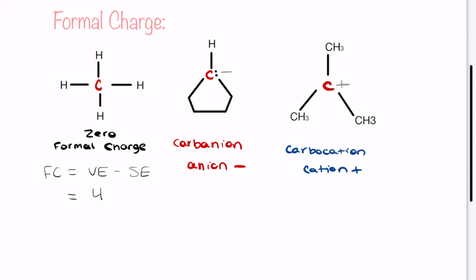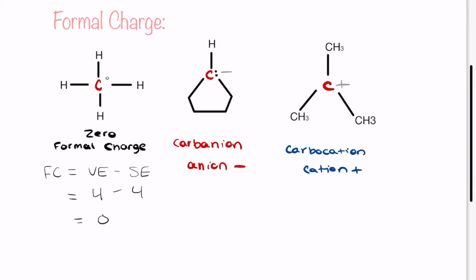So now we can go ahead and fill that in. 4 minus 4 is going to be equal to 0. Therefore, this carbon has a formal charge of 0. We can also say that it has no formal charge, so you'll probably see it without any charge. This carbon has no excess electron density and no less electron density because it usually has 4 valence electrons and surrounding it right now is 4. So that indicates a certain stability for that carbon.